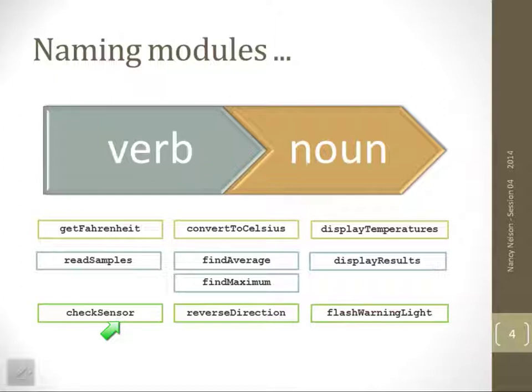If we look at some of our processing functions, we can see convert to would be our verb, and Celsius would be our noun. So convert to means we're going to take this Fahrenheit value and convert it to Celsius. If we look at our samples, find average. So we're going to read them here and then we're going to find the average. Or maybe we're going to find the maximum value. And then finally with our sensors, we read them over here. Now we're going to reverse the direction. So we're taking a reading, and because of a sensor value, we're now going to reverse the direction of maybe a motor drive.